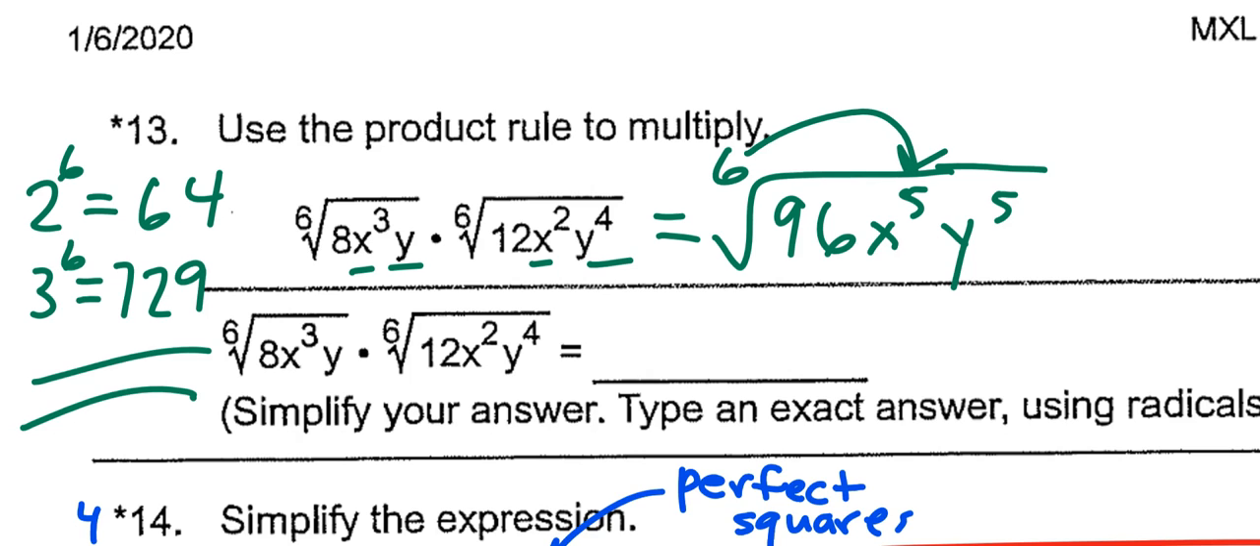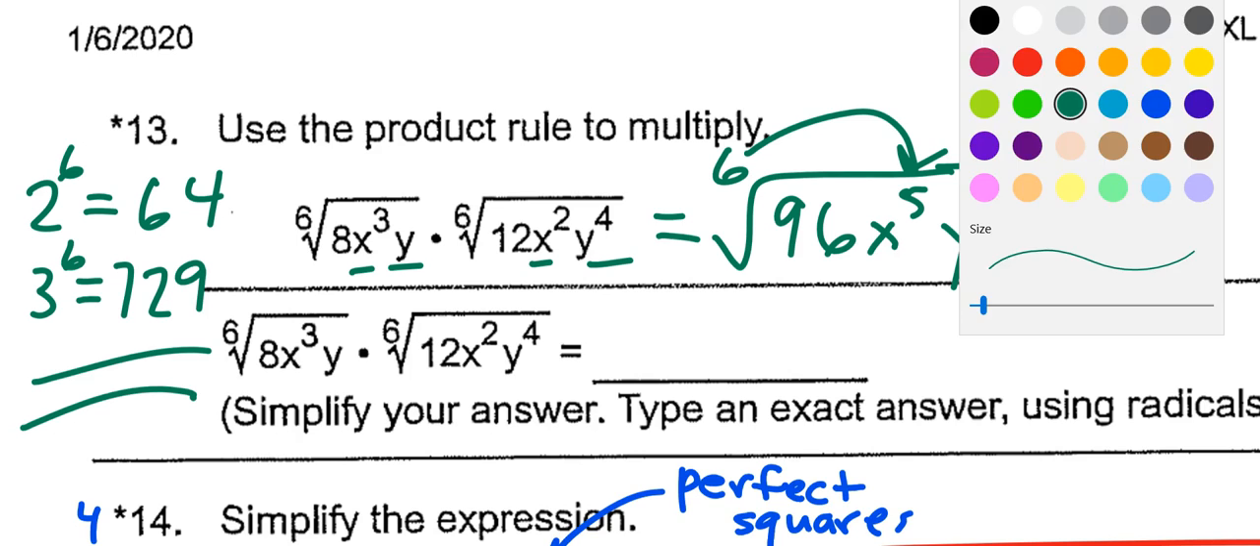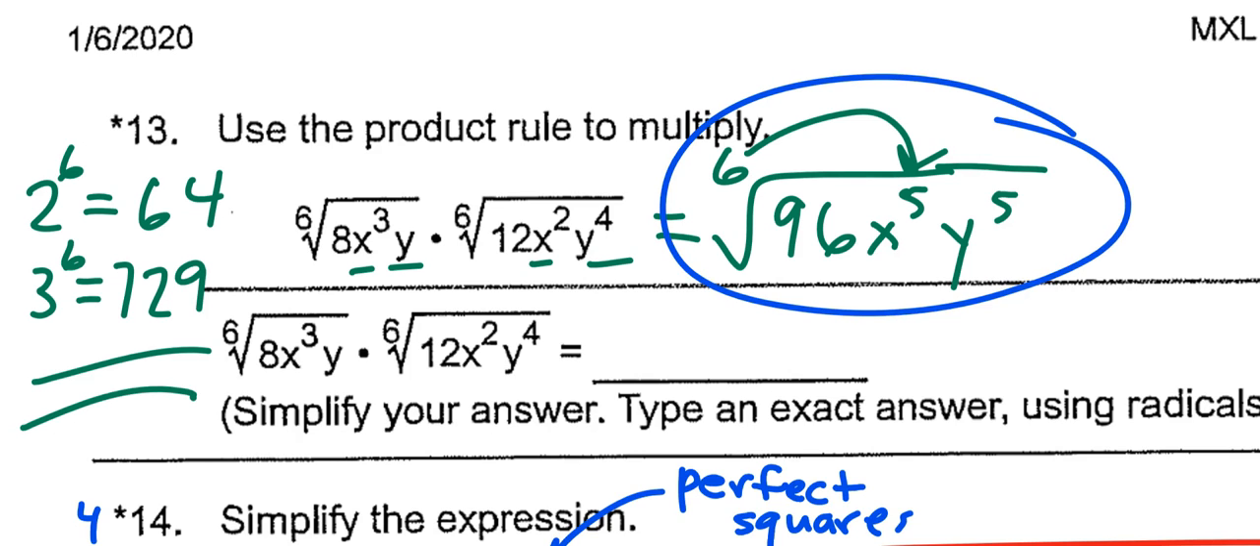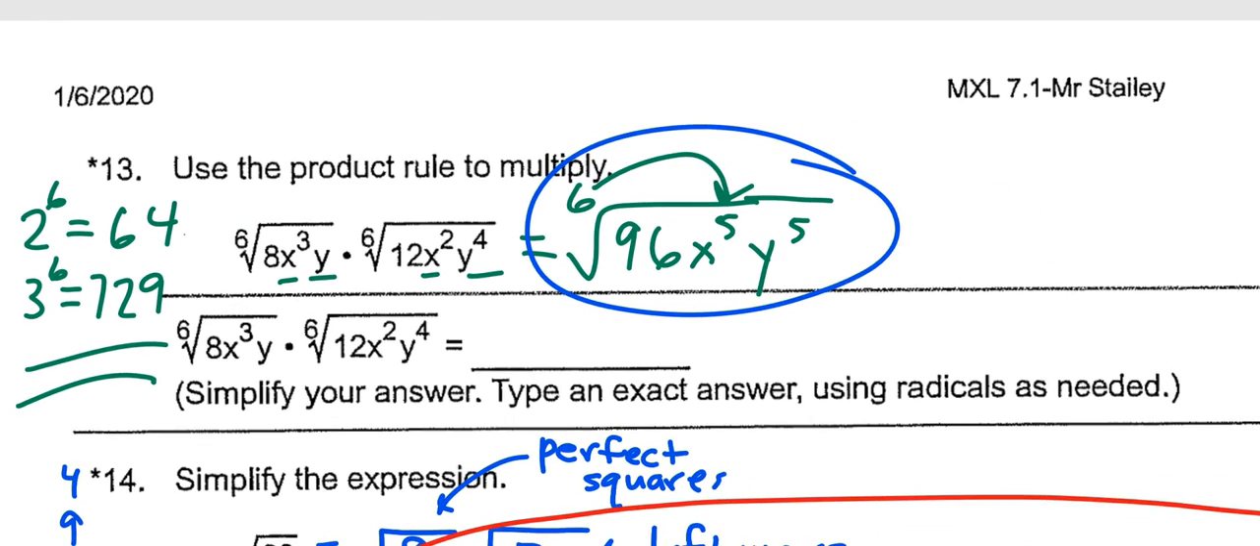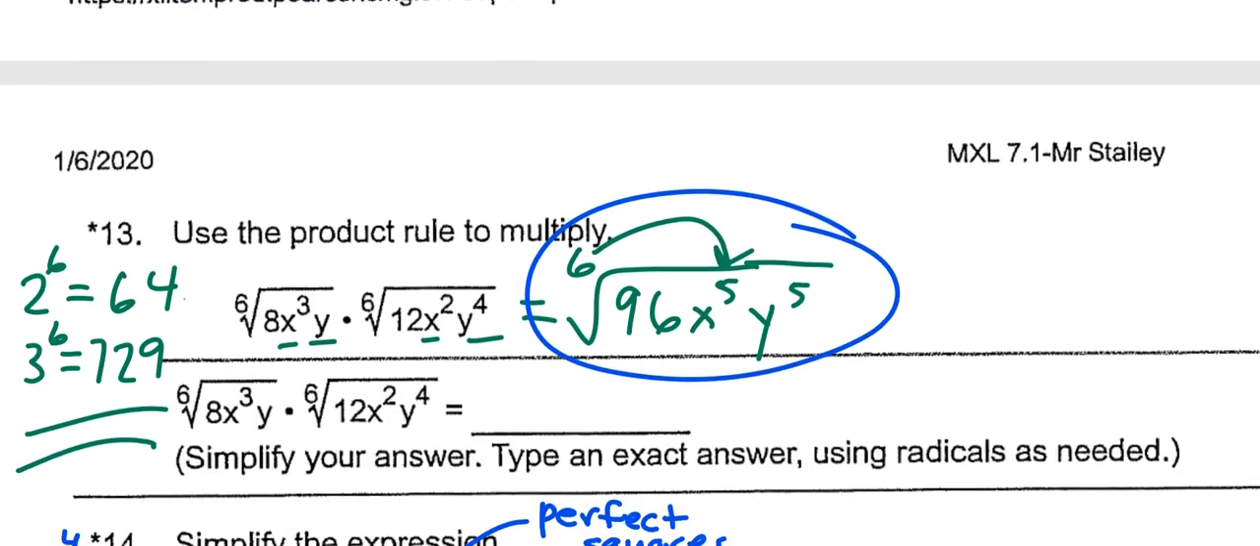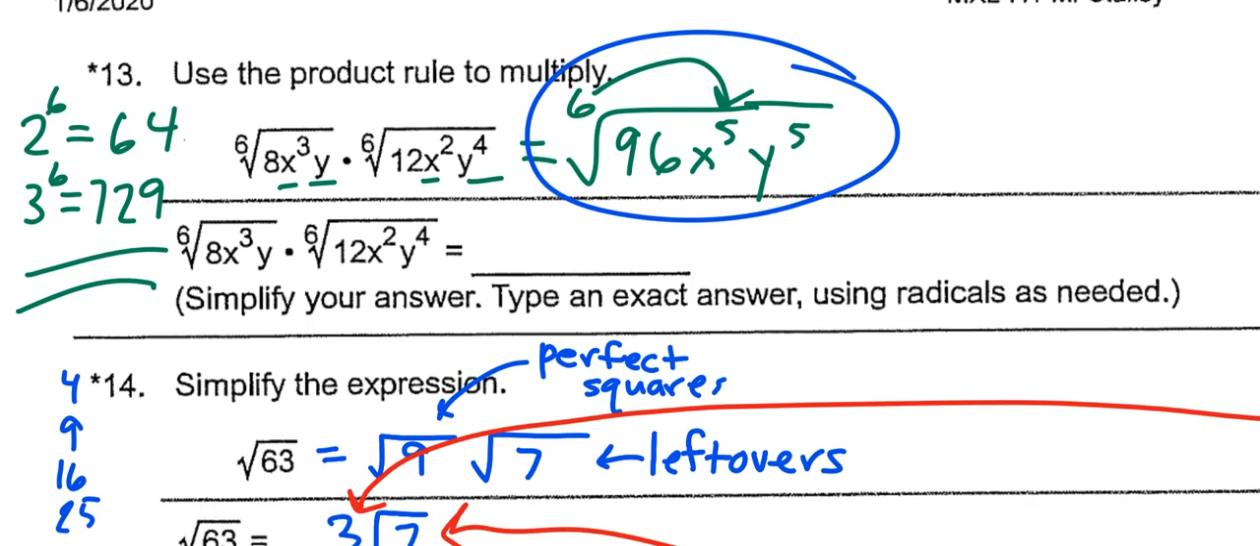Does 6 go into 5? So you're telling me this is finished? I guess so. 64 doesn't go into 96 because 64 times 2 is 128. It has to go in evenly. Okay, very nice.